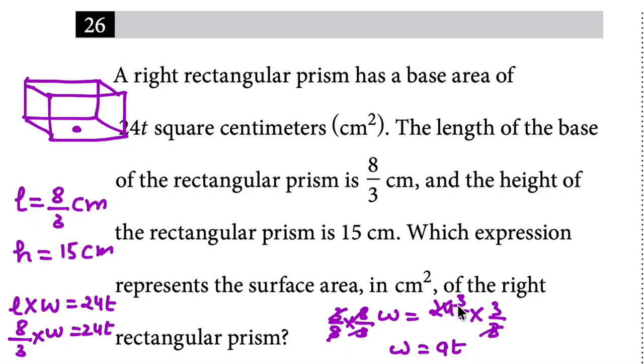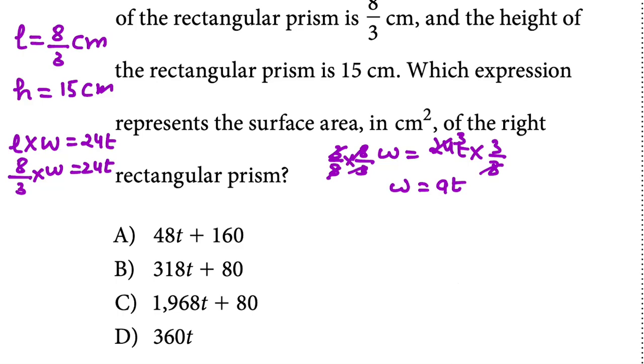Now we have all the measurements. Let's write them. Length is equal to 8 by 3 centimeter. Width is equal to 9t centimeters and height is equal to 15 centimeter, given.